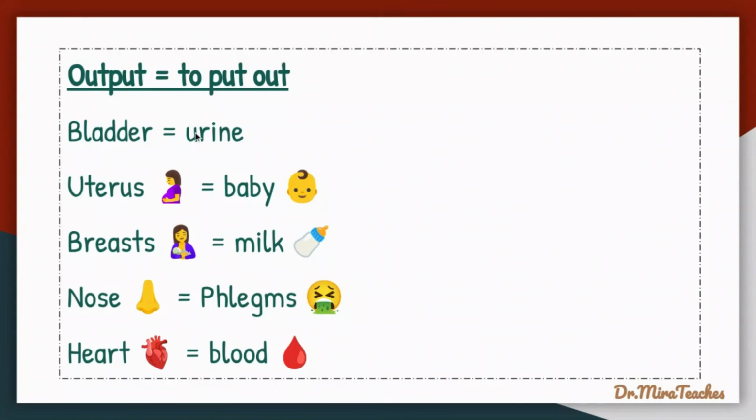Urine. What do you put out of the uterus? A baby. What is the output of the breast? Milk. What do you put out of the nose? Phlegms. I didn't want to say nasal secretions, it's too polished. So, phlegms. And then finally, what do you put out of the heart? You put blood out. So the output of the heart really is blood. So I'm driving at a point.